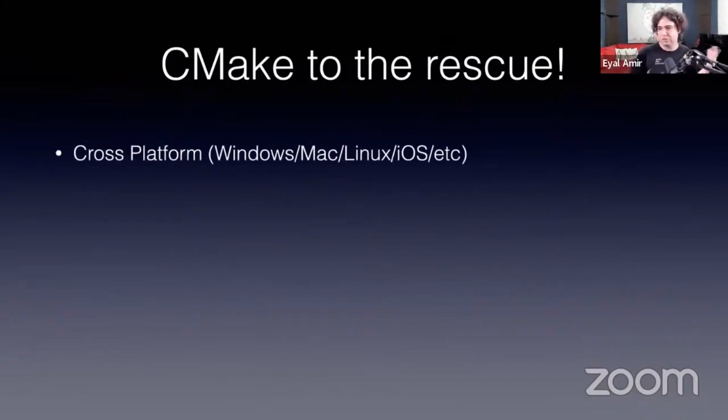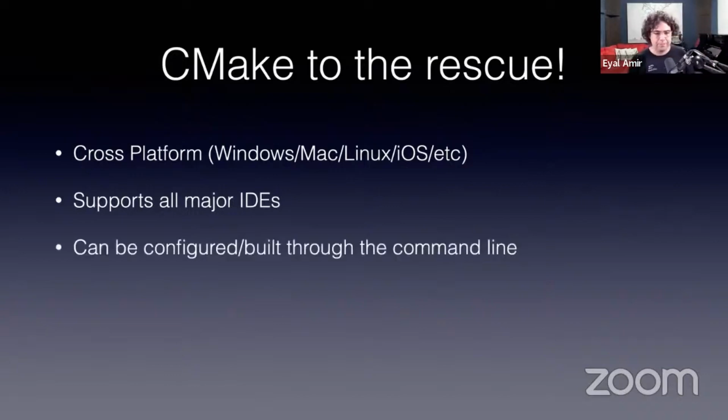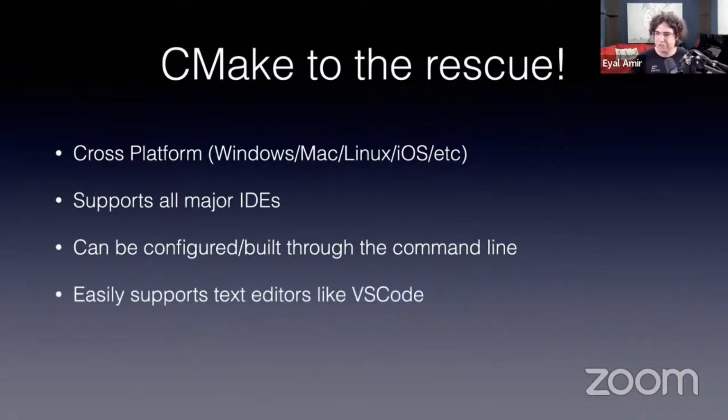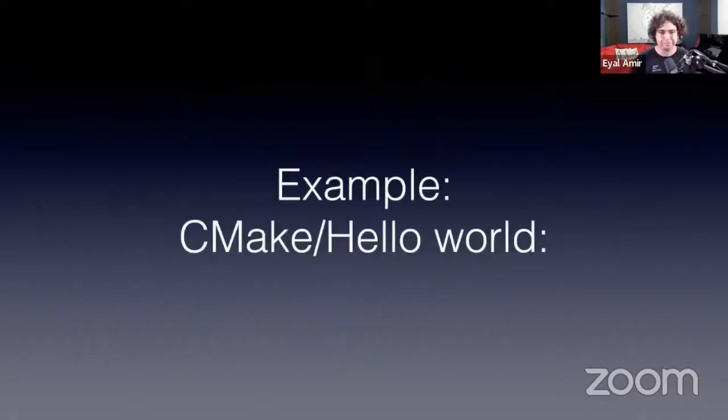It's cross-platform. It runs on almost every platform that C or C++ can work on, even mobile, Linux, etc. Supports all the major IDEs. Either you export to them or they just already know CMake and they can open it natively. It can be configured or built through the command line, which is useful if you have an automated build system. Supports text editors like VS Code. And the most important bit for me, which we'll probably go over a lot in the live demo, is that it allows you to have the concept of DRY, don't repeat yourself, in the build configuration.